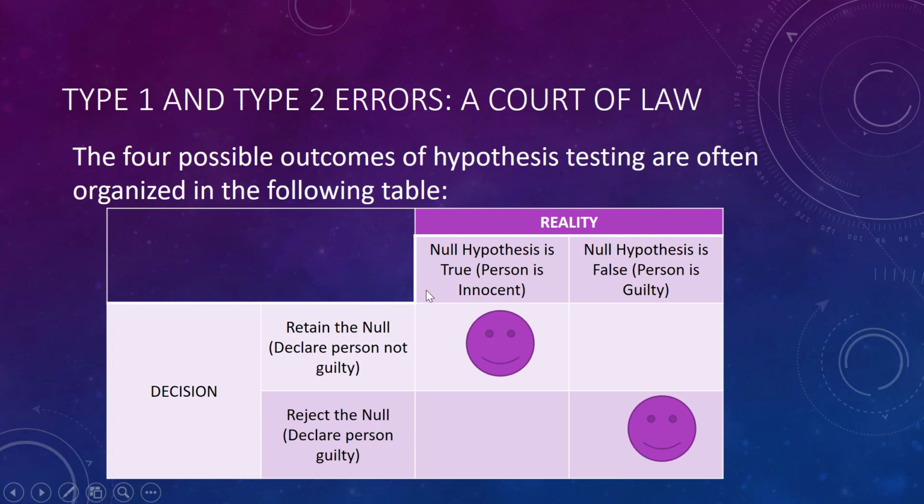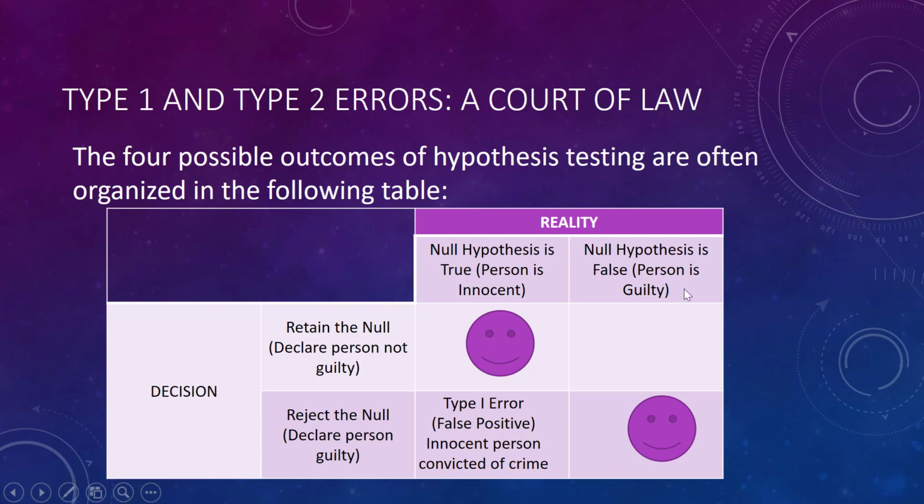Problems occur, however, when we have a person who is innocent or a null hypothesis that is true, and we mistakenly reject the null or convict the person of the crime. Again, this is called a type 1 error or a false positive. The innocent person is being convicted of a crime.